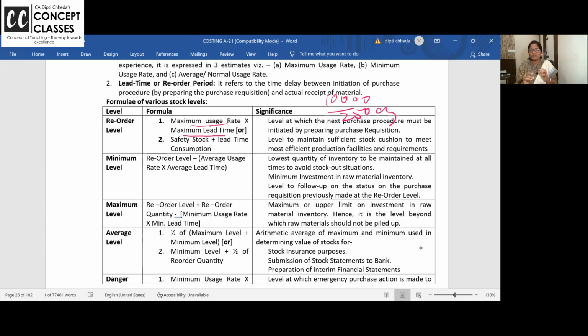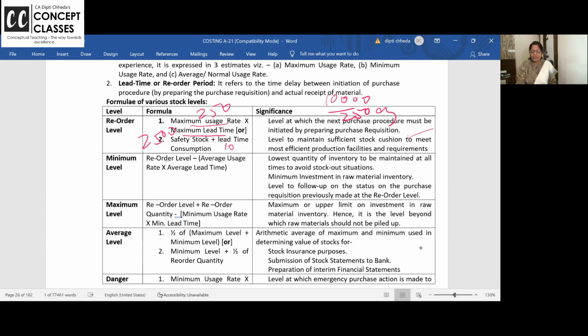And maximum usage is, daily I need 100 units for production, but sometimes in season, 250 units are also needed. 250 units you need and maximum lead time is 10. So when there are 2,500 units, it's time to place the order. Please learn this significance for nice objective theory questions in question number 7.